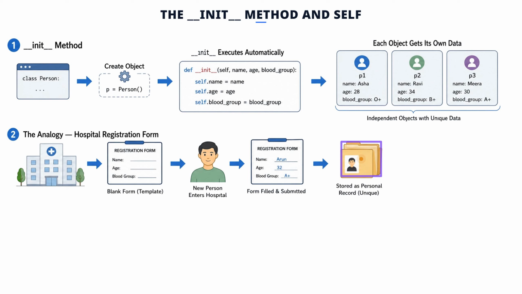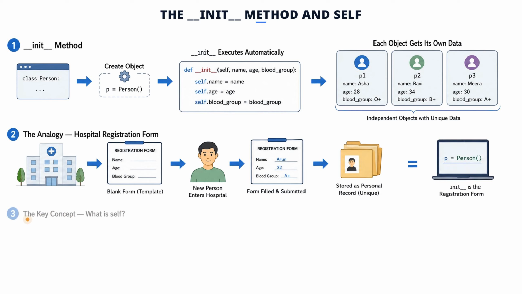In this programming scenario, the init method acts as the registration form itself. When a new object is born or created in the code, like when we say p equals Person, Python automatically fills in this form, giving the object its own copy of data that stays with it.